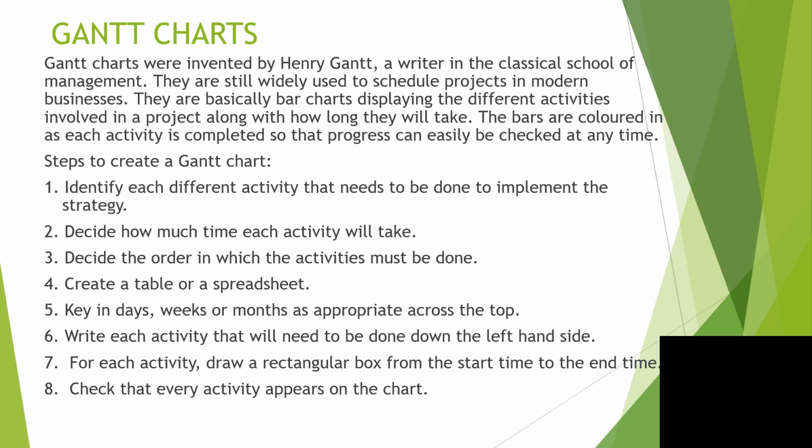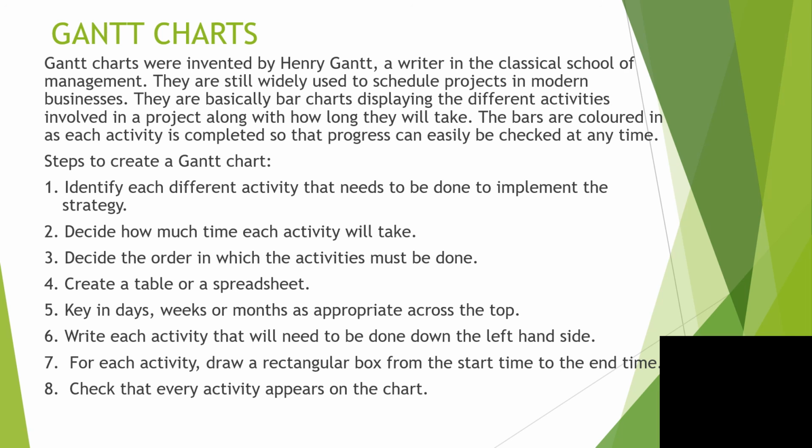So what are the steps then to create a Gantt chart? Identify each different activity that needs to be done to implement the strategy. So if we use the house building example again, you'll need to look at all the different activities involved in it. Decide how much time each activity will take. You can see the kind of similarity here with critical path. Decide the order in which the activities will be done. Then you want to create some kind of table or spreadsheet, perhaps nowadays with ICT. Before, they would have done it by hand, but now they can do it on a table or a spreadsheet.